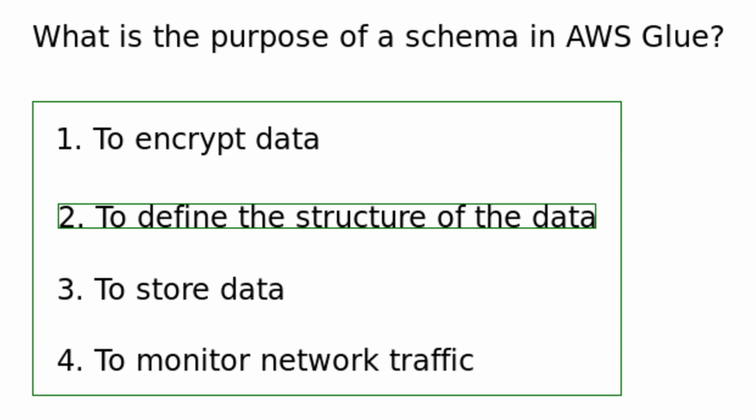The correct answer is to define the structure of the data. In AWS Glue, a schema is used to define the structure of the data, including column names, data types, and constraints, which helps in data processing and transformation tasks.